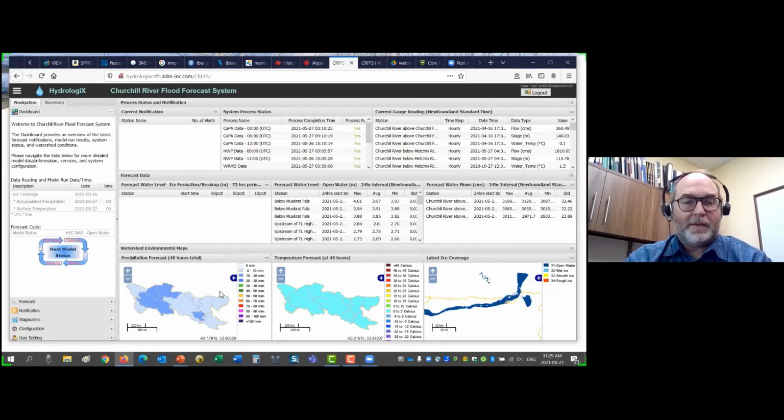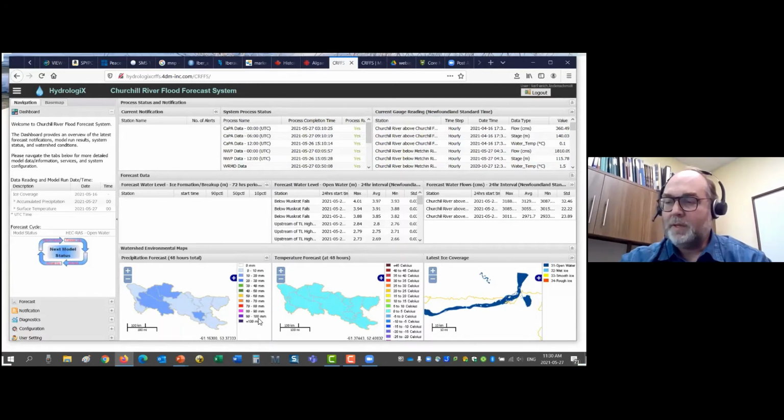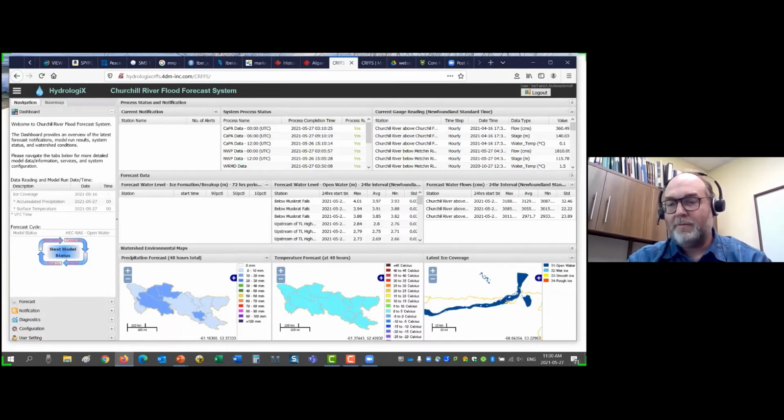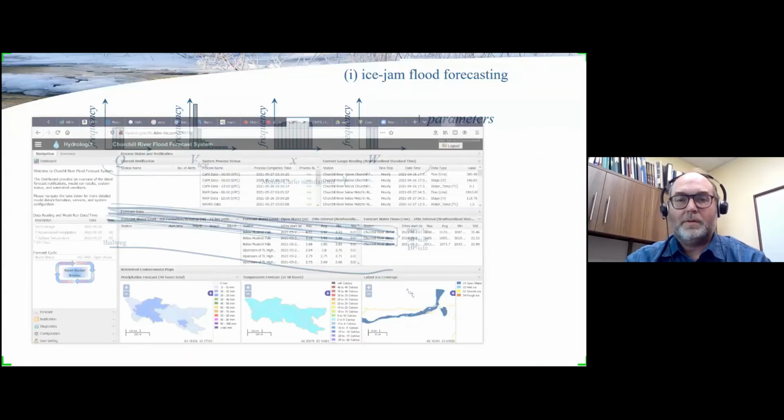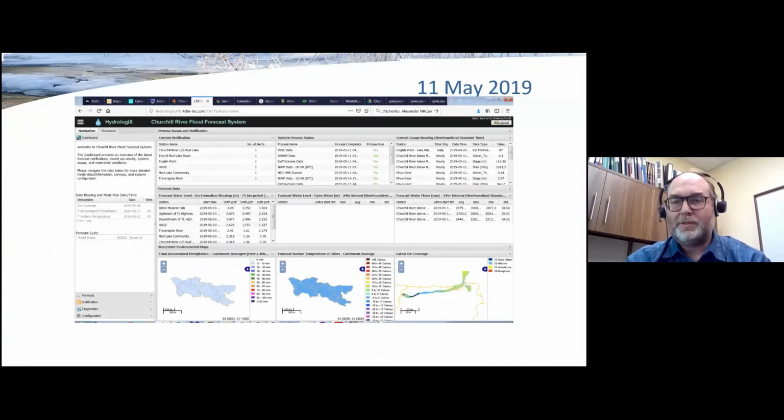There's some maps here. We'll have precipitation for the next 2 days, same with the average temperature. And of course, we don't have ice right now, but I'm going to go back now to this for ice condition. This is now May 11th, 2019. There's a link to spaceborne remote sensing, where we also get the data of our ice cover. And this has to also be used as data in our forecasting system.